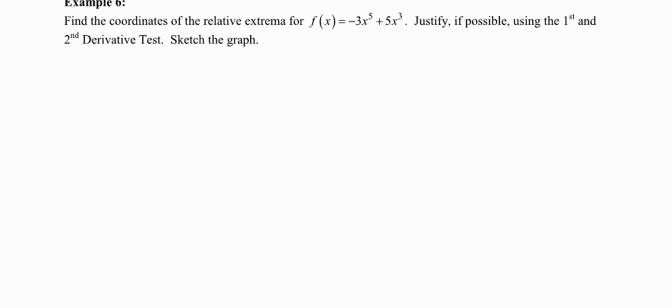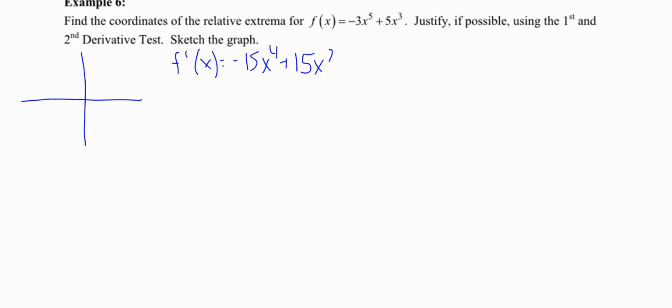So with example 6, we're going to find the relative extrema 2 different ways and justify it using both of our rules that we already know. Just to get an idea, we do know that this function is a quintic function. It's going to be something like this. We're not exactly sure on the specifics, but maybe we can get a better idea by analyzing it a little bit. So we have the first derivative, negative 15x to the 5th plus 15x squared.